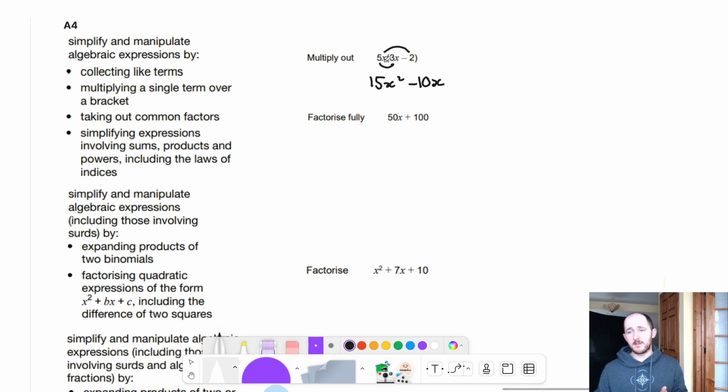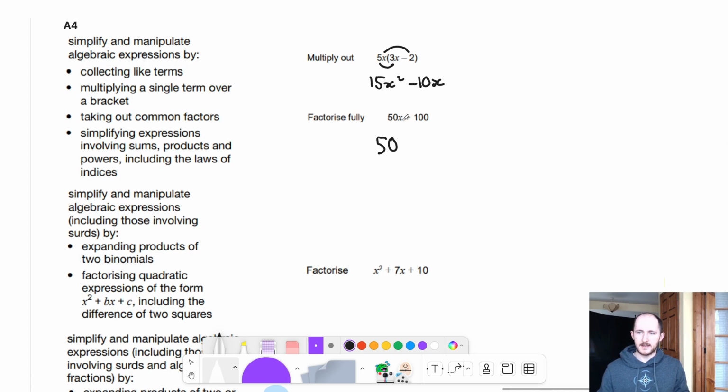Now what about factorising something? Well, factorising is the opposite of expanding or multiplying out. All we're going to do is put this into brackets. The thing I ask myself is, what's the biggest number I can take out of 50 and 100? In other words, what's the highest common factor of 50 and 100? Well, they can both be divided by 50, and that's as big as it possibly could be. So I'm going to put 50 here.